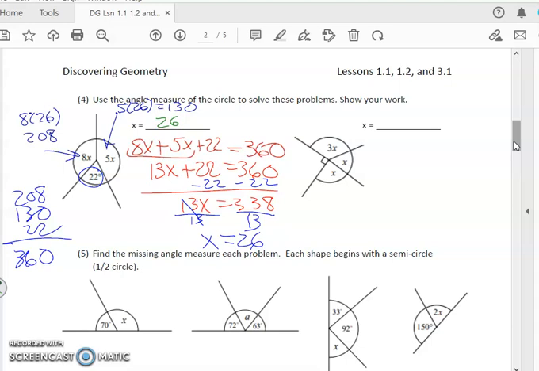Go ahead and take a look at the second problem. Set the equation. Solve for x. Turn the video back on and we go on.